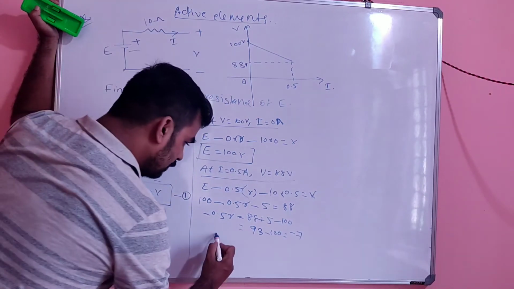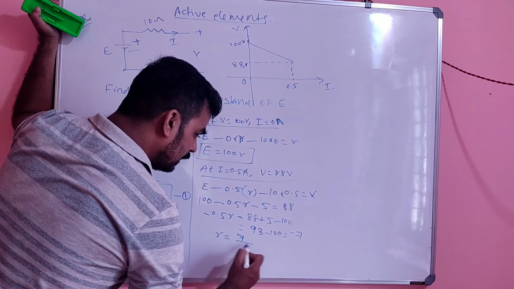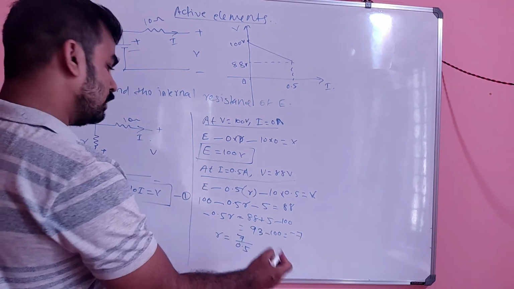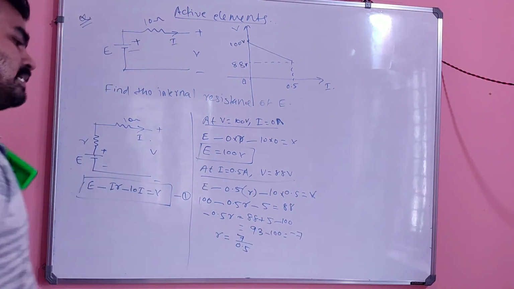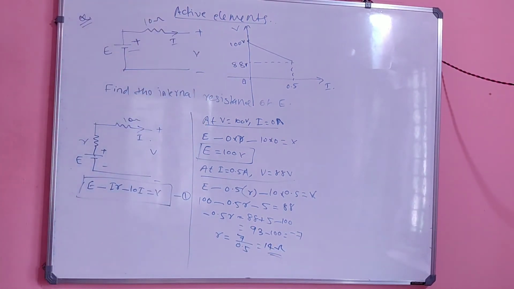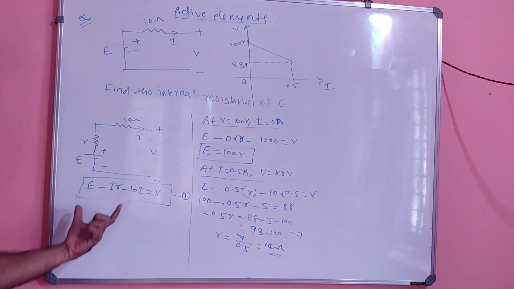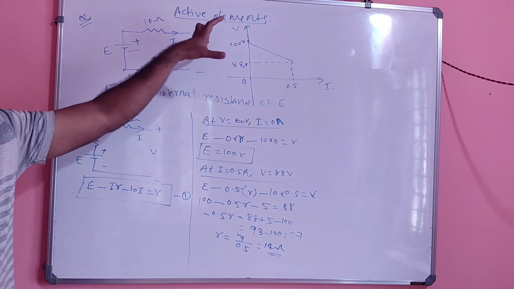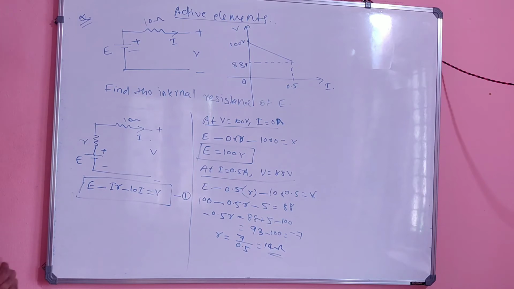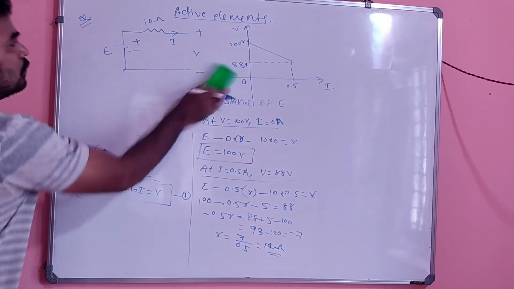So R will be simply equal to 7 by 0.5. 88 plus 5 is equal to 93, and 93 minus 100 is equal to minus 7. So R will be equal to 14 ohm, since 7 by 0.5 is nothing but 14 ohm. So this is how we have solved this problem. Clear? Simply apply the basic equation and thoroughly check the graph. Mark the point. You will definitely get the answer. This is very easy actually. Okay, let's do another problem.